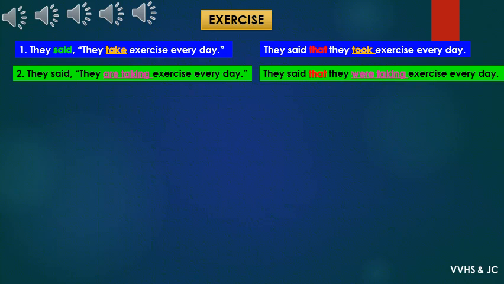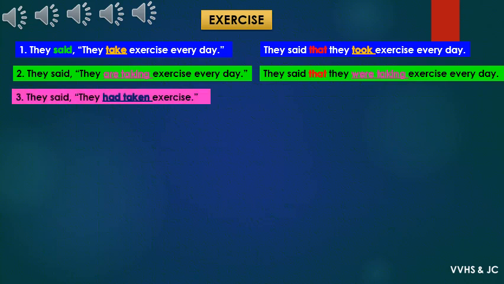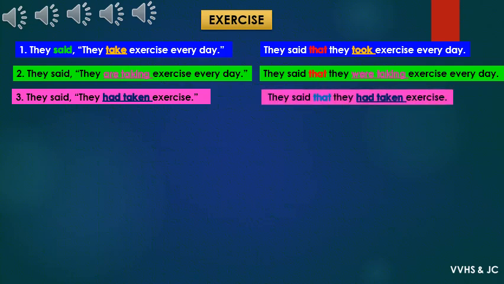The next sentence is, they said they had taken exercise. Now in this sentence, the reported speech is in past perfect. As per the rule, there will be no change if the tense is past perfect. So, what will be the sentence? They said that they had taken exercise every day. Just connected by the conjunction that.